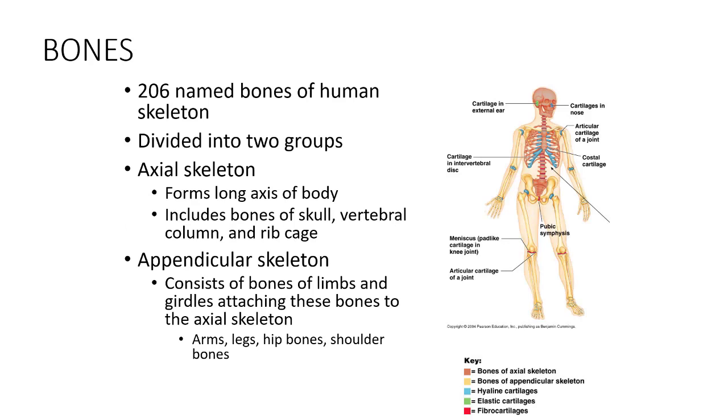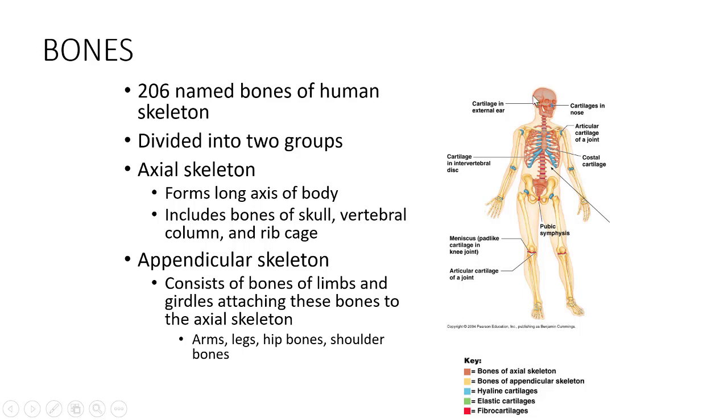We have 200 named bones in our body that are divided into two groups. One of them is the axial skeleton, which contains the skull, vertebral column and rib cage.